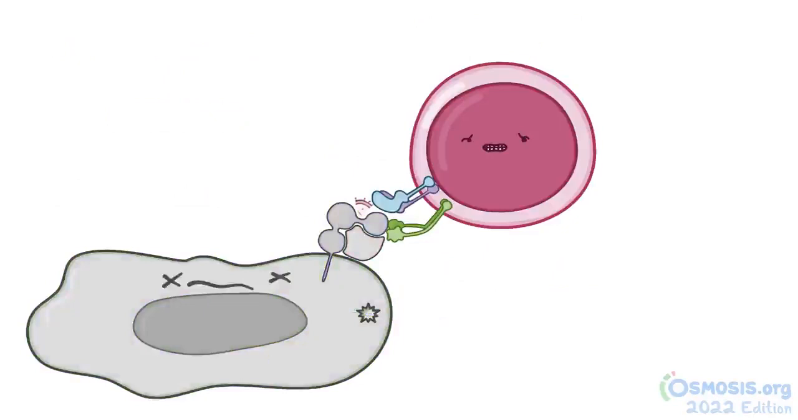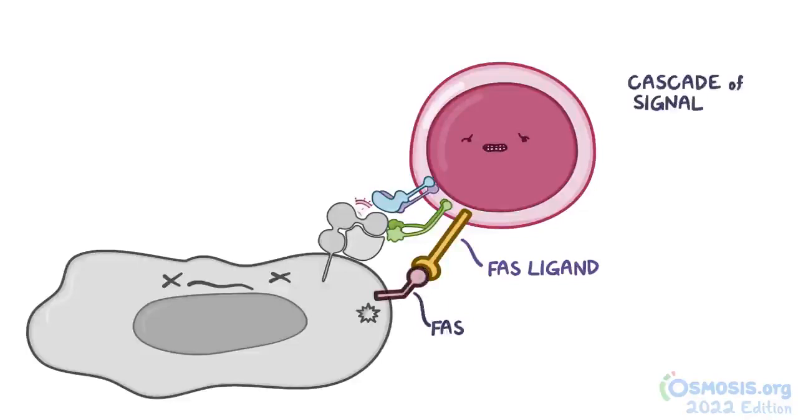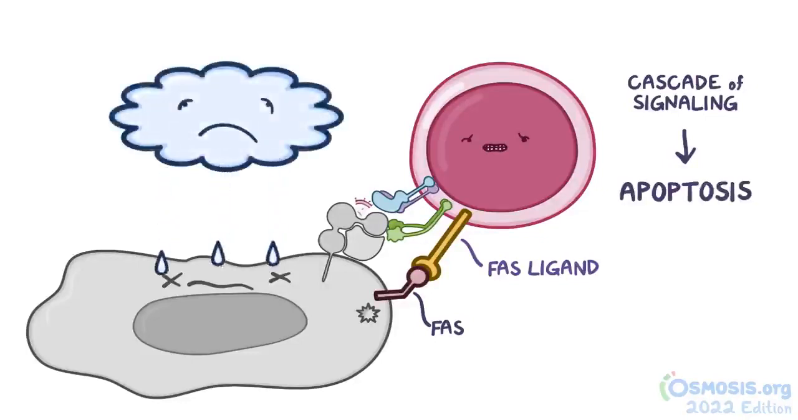And as if that weren't enough, the cytotoxic T cells have a protein called Fas ligand on their surface. Fas ligand binds to a protein called Fas on the surface of the infected cells, and when those two combine, it triggers a cascade of signaling events inside the target cell that also leads to apoptosis. So either way, the infected cell is doomed.